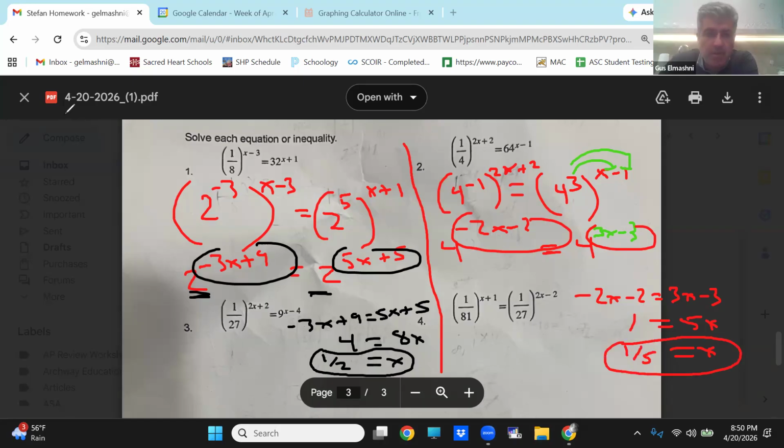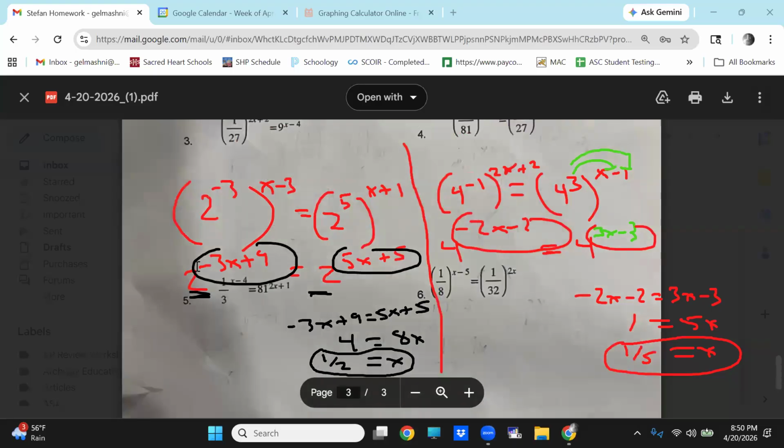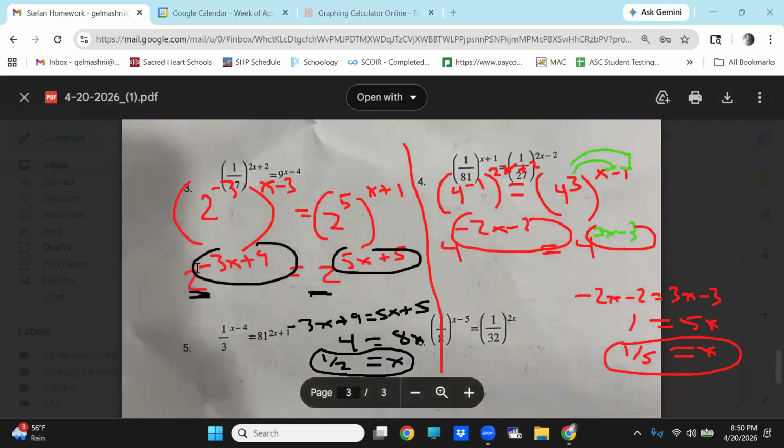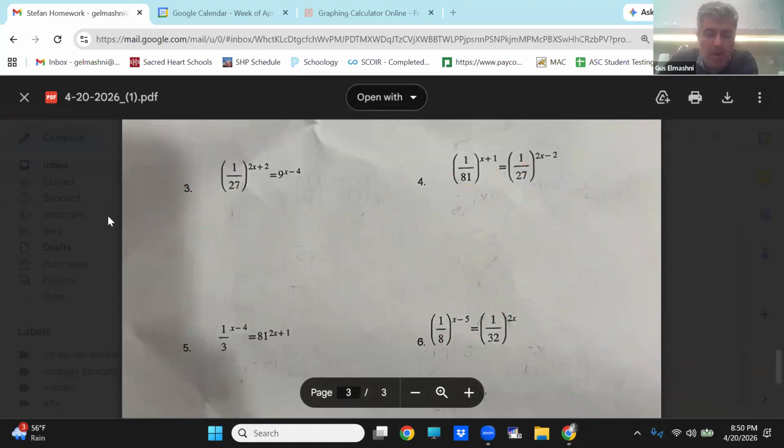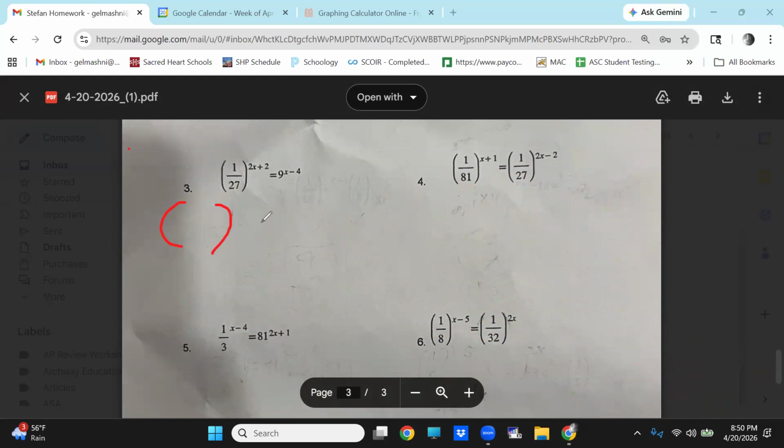Okay, they start making a little bit of sense to me now. So let's keep working through it. I know the concept, it's just when the algebra, the linear stuff, that I'm messing up with. Okay, so 1/27 and 9.